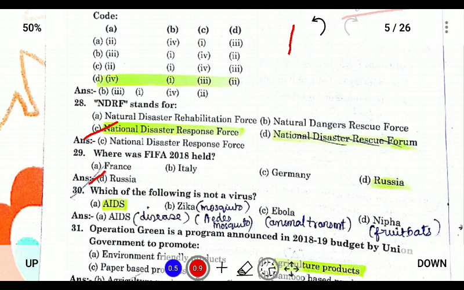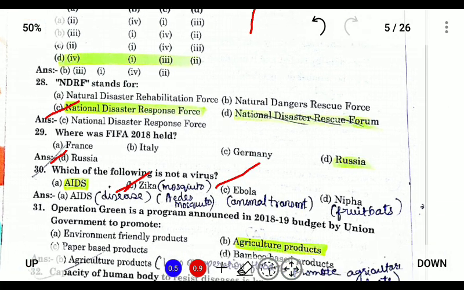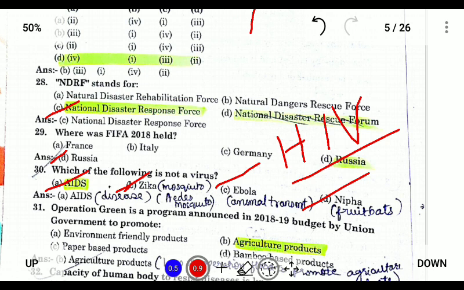Next, which of the following is not a virus? Zika is a virus, and it is spread by mosquitoes. Ebola is an animal transmission disease, much like COVID-19, and Nipah is spread by fruit bats, and AIDS is not a virus, but it is a disease. The virus of AIDS is HIV, the human immunodeficiency virus, and HIV causes AIDS, that is acquired immunodeficiency syndrome.